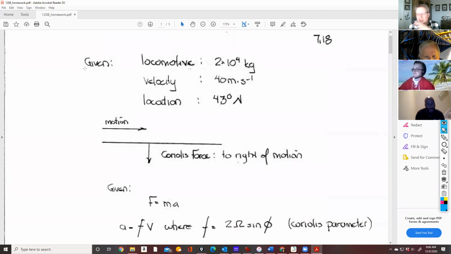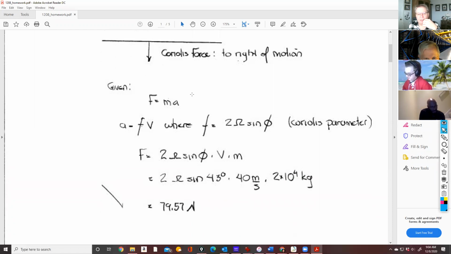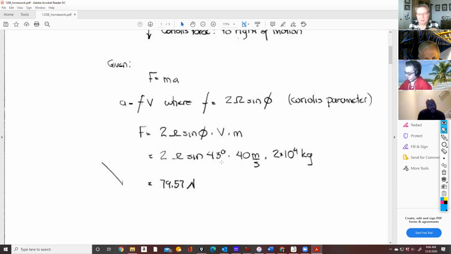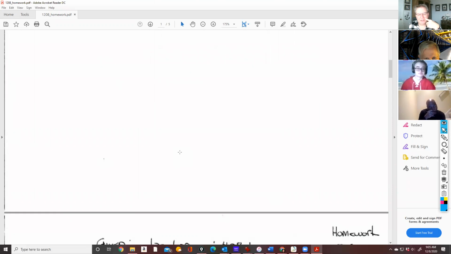So again, just so you guys know, look at the way he does this. Given the locomotive is this much mass, the velocity, the location, right? So the motion is this way, the Coriolis force to the right. I like that you do these diagrams just so that you're clear on what you're looking for. So we're going to figure out what the force is, which we know the acceleration is 2 omega sine phi times v times the mass. You put this in, you get 79.57 newtons. Okay, that's pretty straightforward.